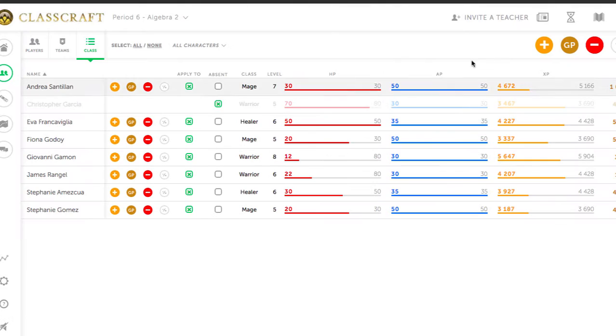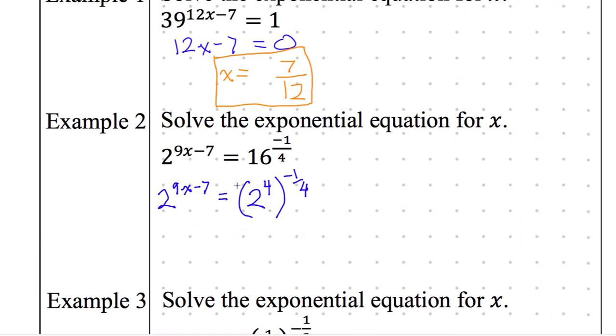Another volunteer. Did I give? I did, okay. No, I didn't. Andrea, I was missing you. You should have it in there again, okay.